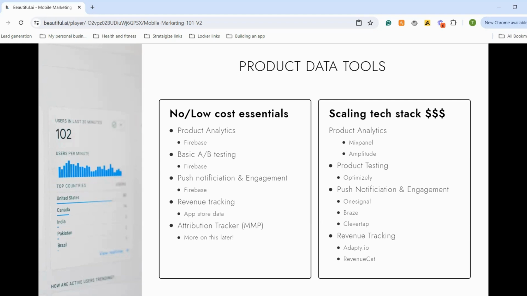This allows you to much more visually see the exact user drop-off points. You're able to see heat maps, user journeys. So it can really take your product analytics to the next level. Product testing, A/B testing, Optimizely is a really great tool for that. And then push notifications and engagement, OneSignal, Braze, CleverTap, they all have solutions for that particular problem.